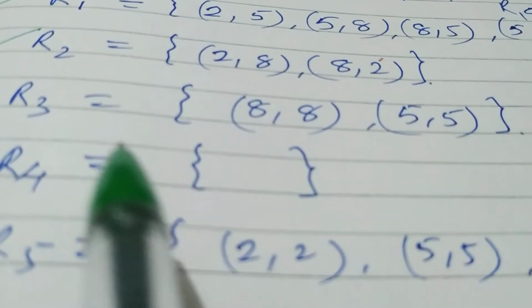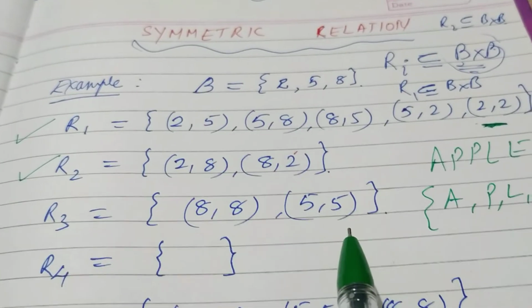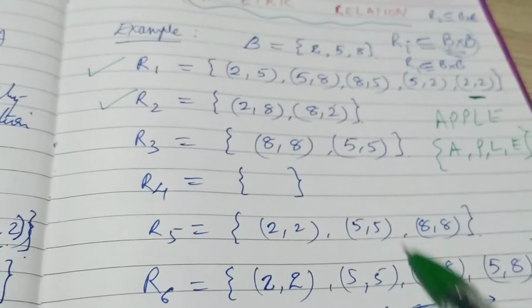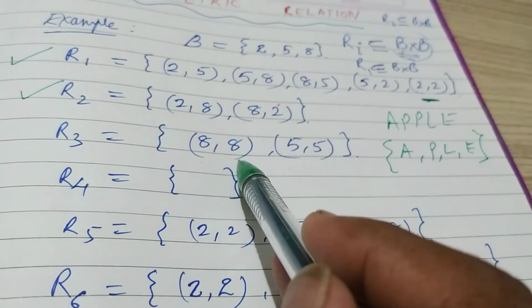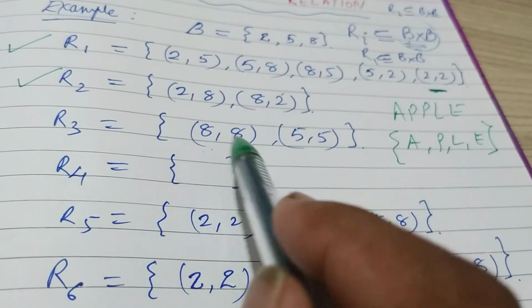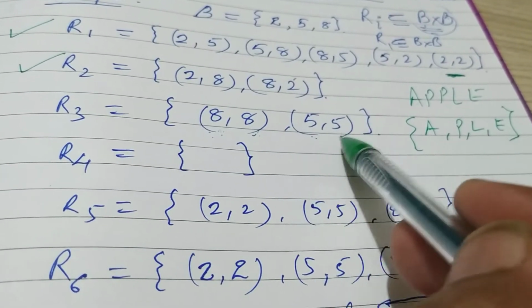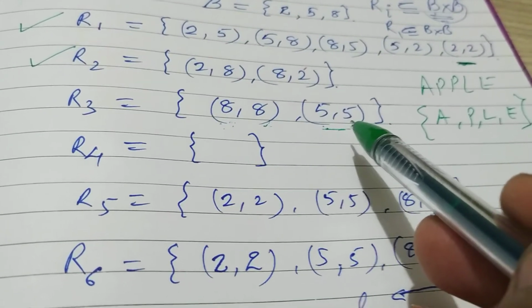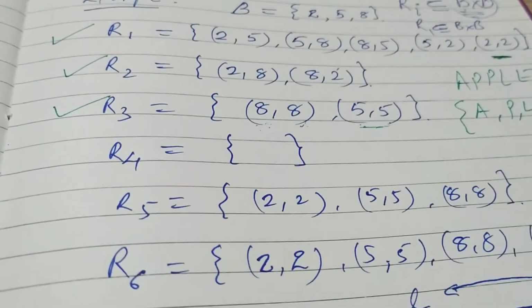Now what about R3? (8,8) is present, (5,5) is present. Whether it is symmetric? Sure, 100% it is symmetric, because again the same discussion: (8,8) can be written once again as (8,8). They reflect each other, so symmetricity is defined. 5 is symmetric to 5, so again symmetricity is related, excellent. It's properly defined. Then definitely R3 is symmetric.